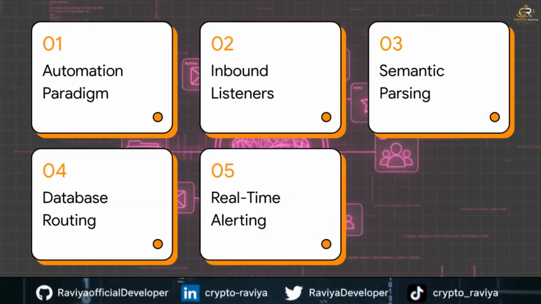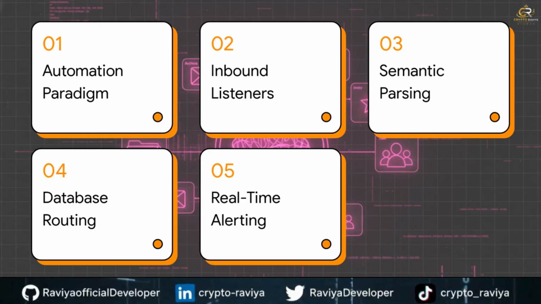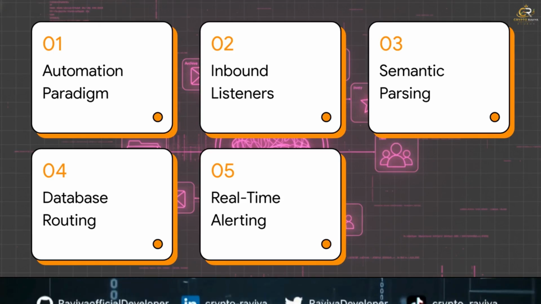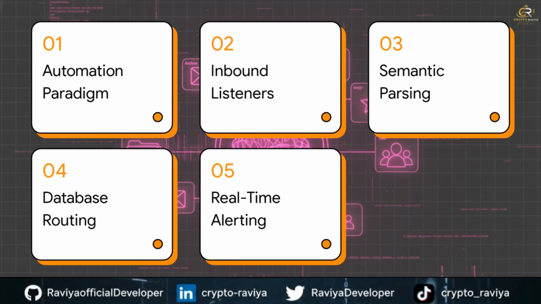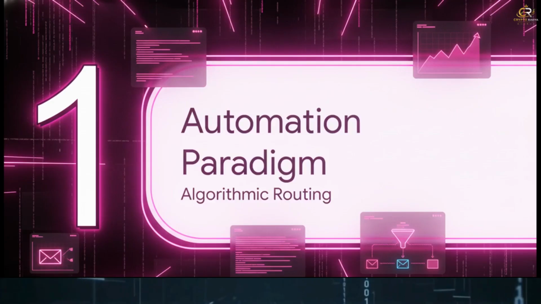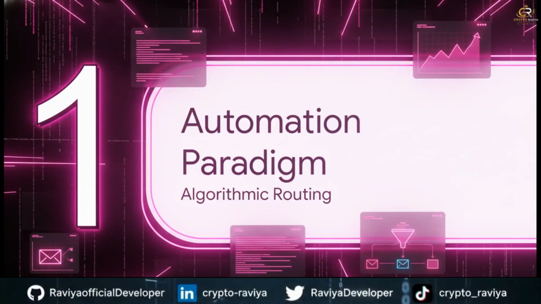So, here's our syllabus for today's explainer. We'll hit the automation paradigm, setting up inbound listeners, semantic parsing and extraction, database routing and archival, and wrap up with real-time alerting execution. Part 1. The automation paradigm. Going from manual triage to algorithmic routing.